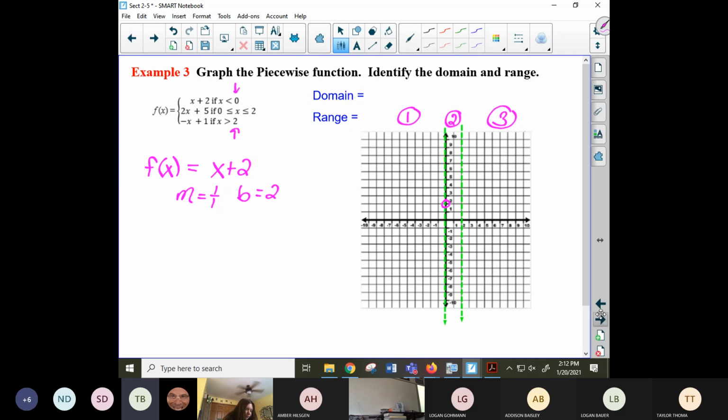And normally I'd go up 1, right 1, up 1, right 1, but I only want to go off to the left. So I'm going to go down 1, left 1, down 1, left 1, and keep that going.